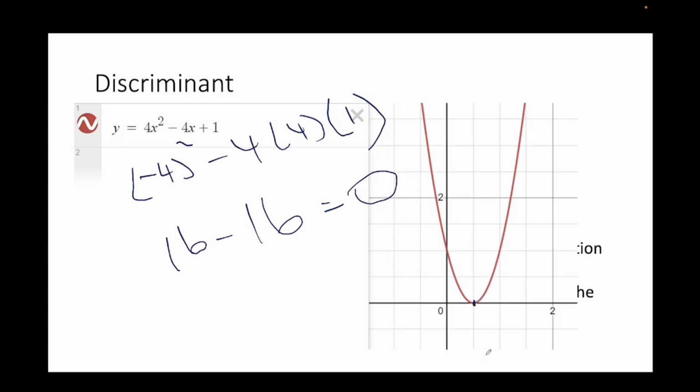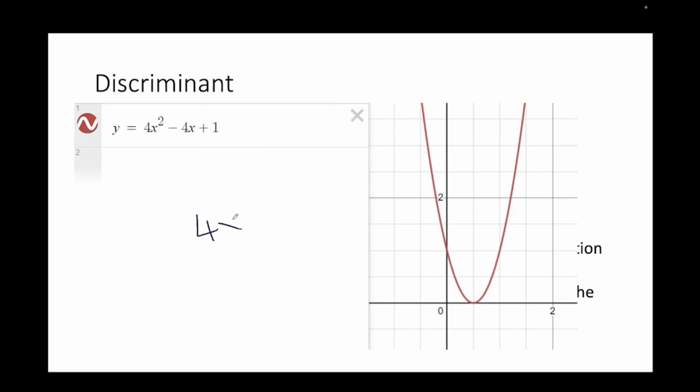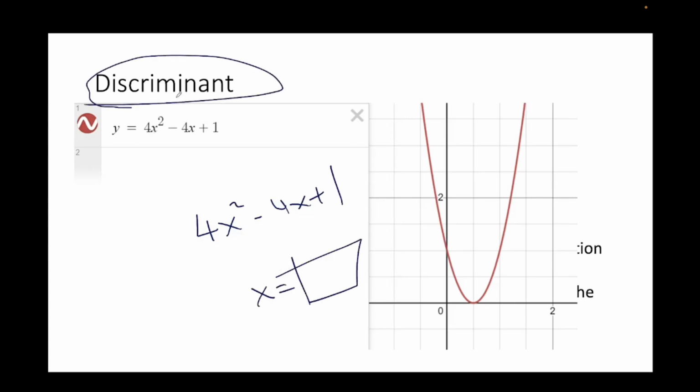Also, 1 point. Meaning if we were to make this equal to 0, how many answers would we find for x? We'd find 1 answer. That's what the discriminant is doing over here. See the basic context here?